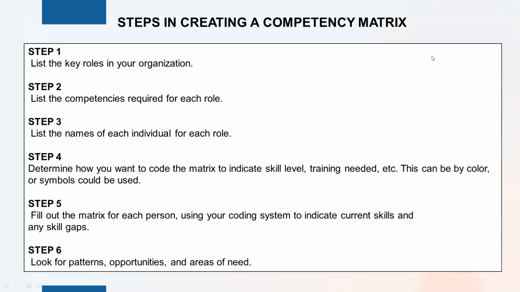The next step is to determine how you want to code the matrix to indicate skill level, training needs. Now, this is the designing part. So you see how it works for you so that in one glance, it is clear where the employee is standing, right? The next step is to fill out the matrix for each person using your coding system to indicate the current skills or the skill gaps. And then we look for patterns, opportunities and areas of need. So if there is a skill gap, we understand that there is training and development required.